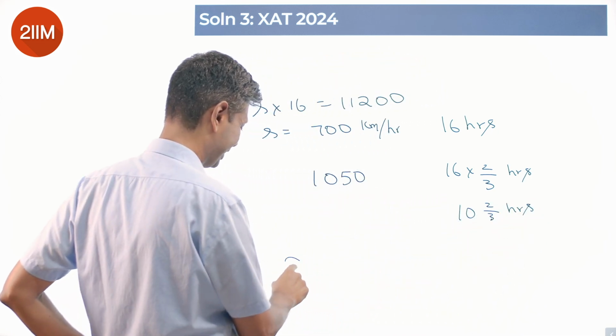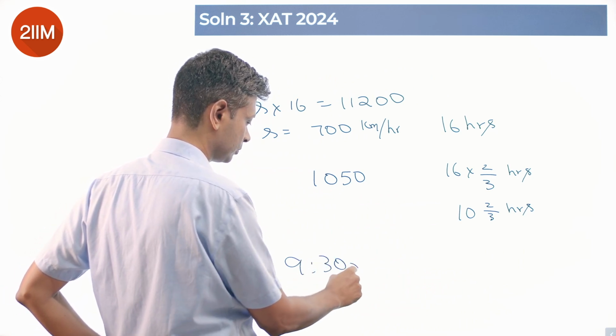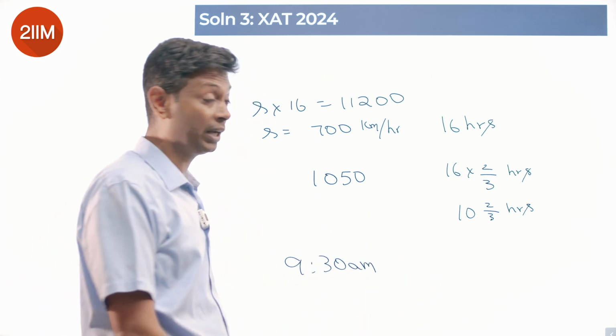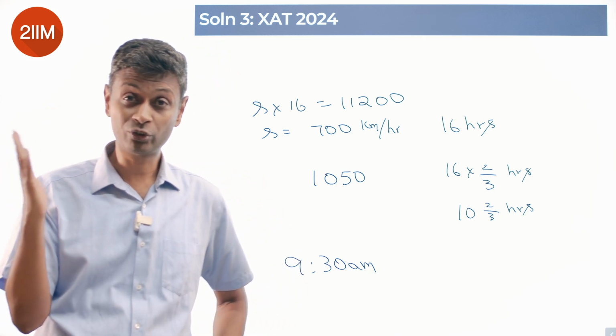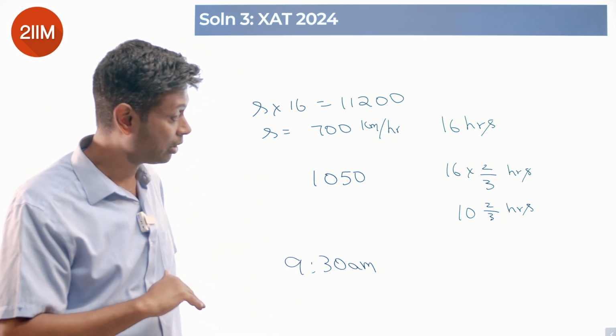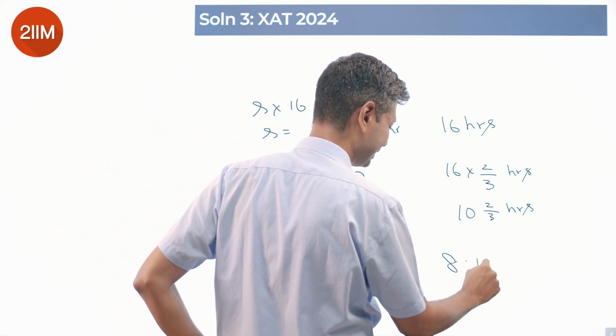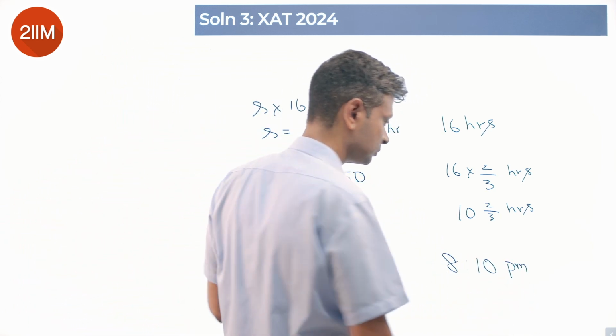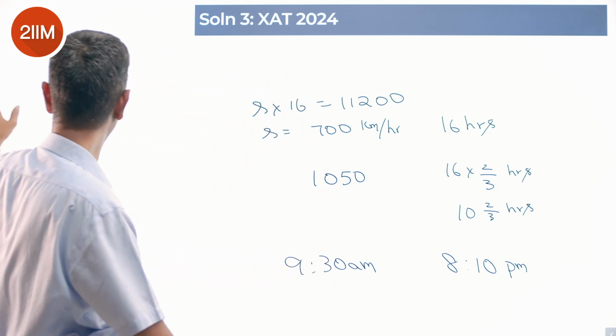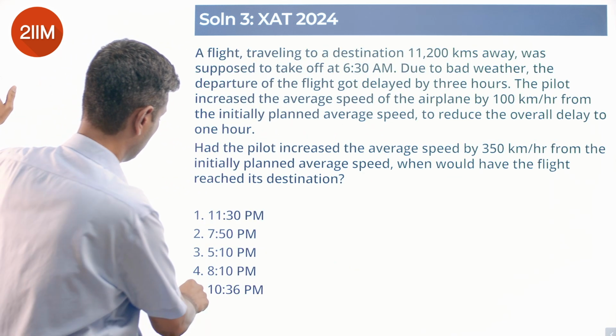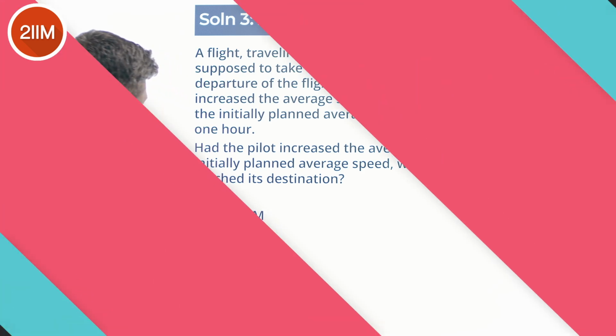He starts at 9:30 a.m. Add 12 hours to it will take us to 9:30. 10 hours will take it to 7:30. 7:30 plus 40 minutes, or we're looking at 8:10 p.m. 10 2 by 3 hours. Hopefully 8:10 p.m. is among our choices. It is there, and that's our right answer.